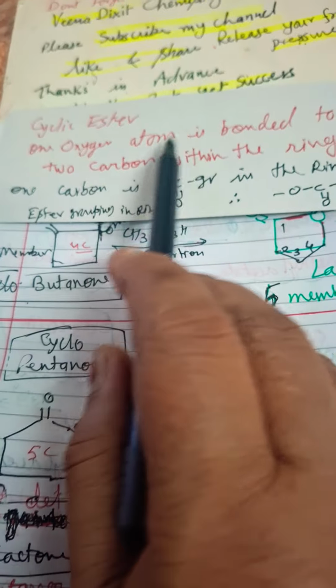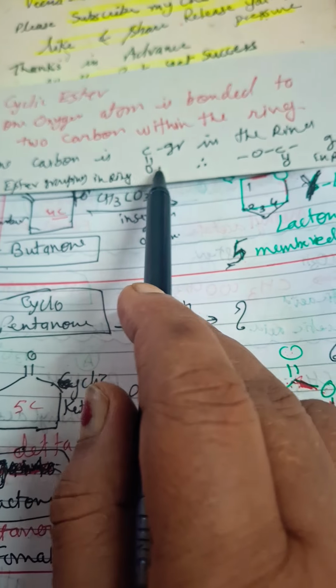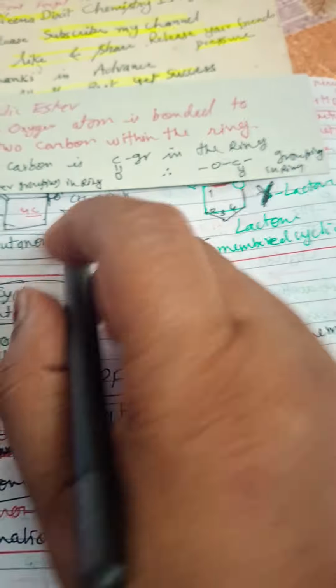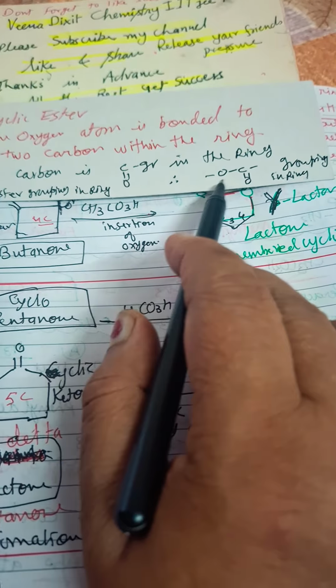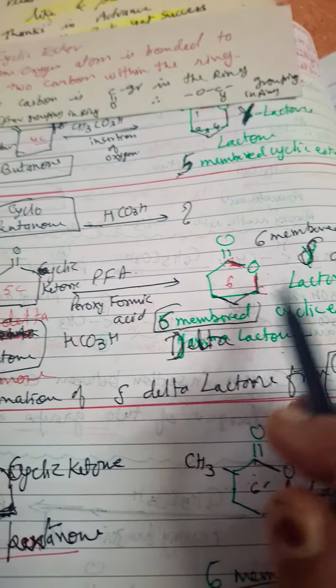So one oxygen atom is bonded to two carbons within the ring. One carbon has a C=O group attached to it. So the ester grouping is present in the cycle, and this is the cyclic form. That is why it is called a cyclic ester.